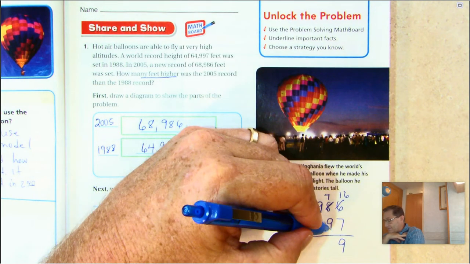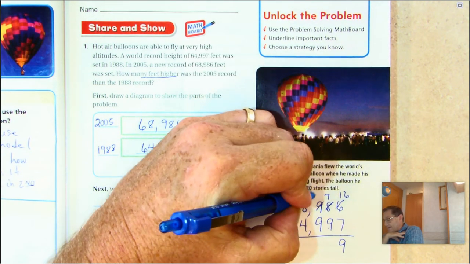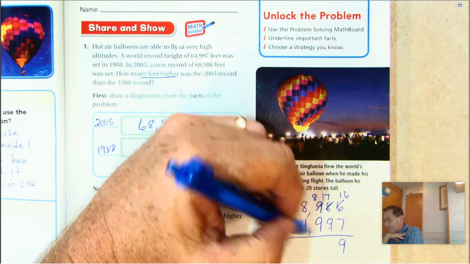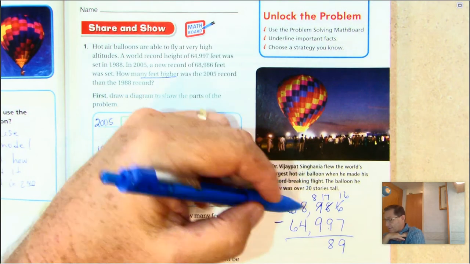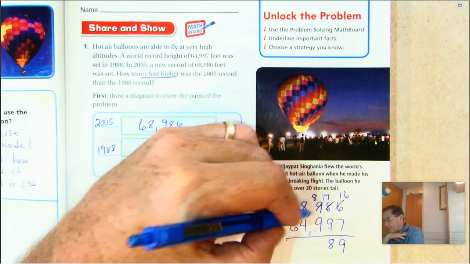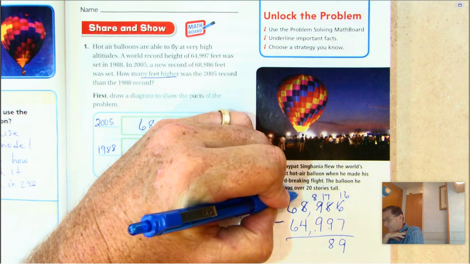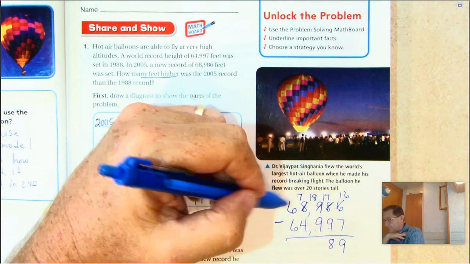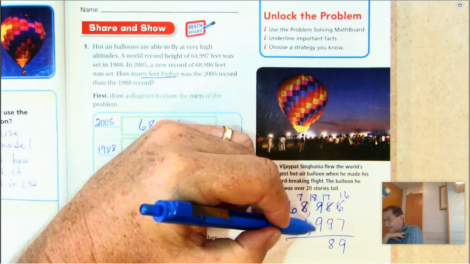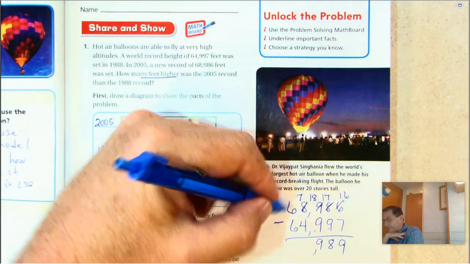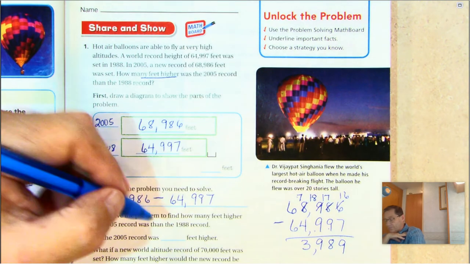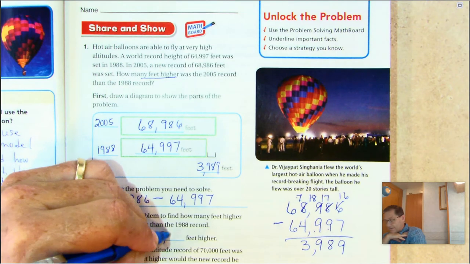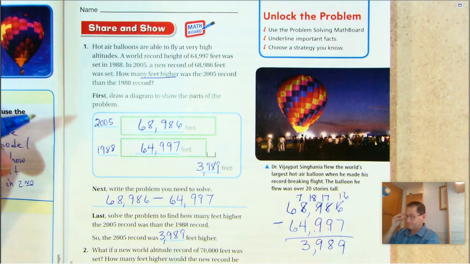7 tens take away 9 tens I can't do, so I'll rename the 900s as 800 and 10 tens. 17 take away 9 tens is 8 tens. 800 take away 900, I'd have to rename from the 8,000s. 8,000s can be renamed as 7,000s and 10 hundreds. 18 take away 9 hundreds is 900. 7,000 take away 4 is 3. So it was 3,989 feet higher.